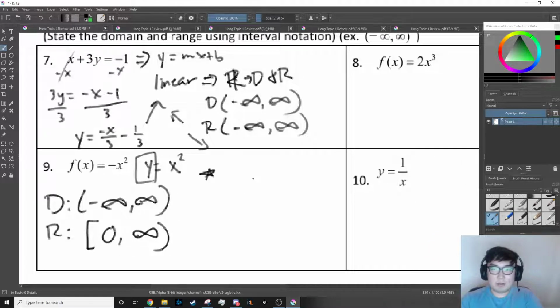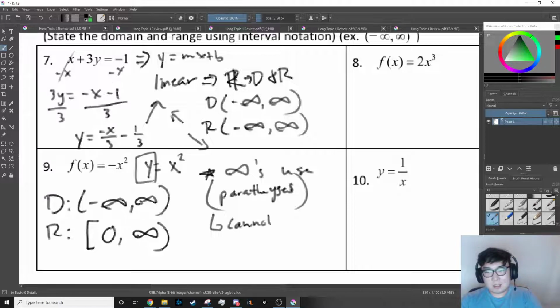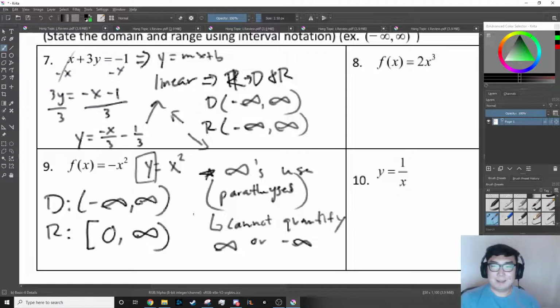Note, keyword note: infinities use parentheses. I don't know if I spelled that right, but you know what I mean. We use parentheses because we cannot quantify infinity or negative infinity. That's why we use parentheses, because we're saying that we're including when we use brackets, but we can't include infinity because we don't know the quantity of it.